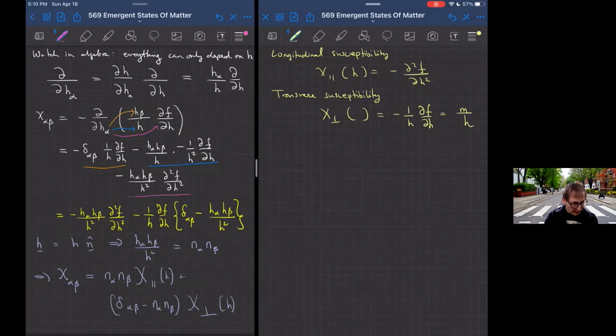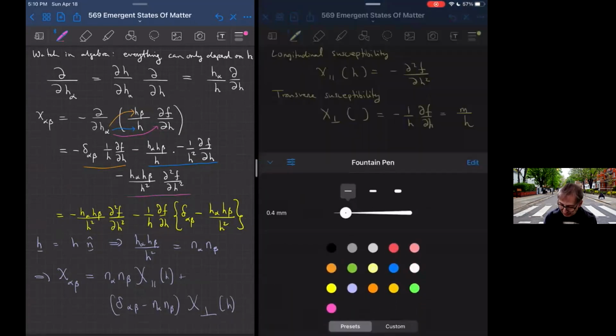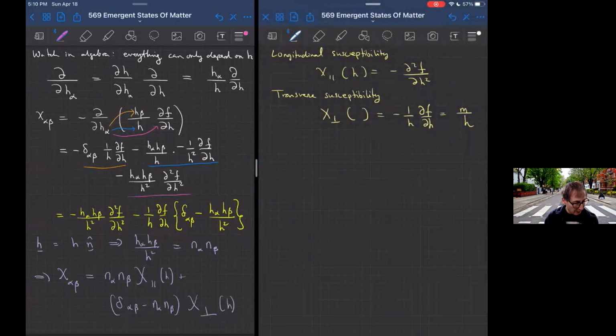So what does it mean? We're going to see exactly what this means, what the consequences of this are. But if the external field h is in the same direction as m, then you just get the susceptibility chi-parallel. If h is in the orthogonal direction, you get the susceptibility chi-perpendicular. So that's what these things mean.